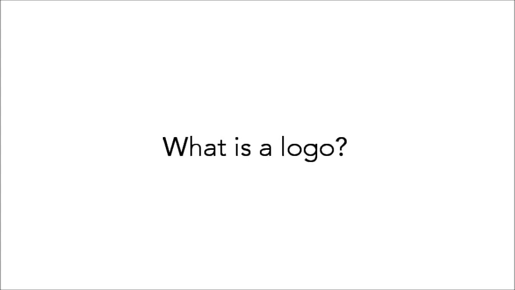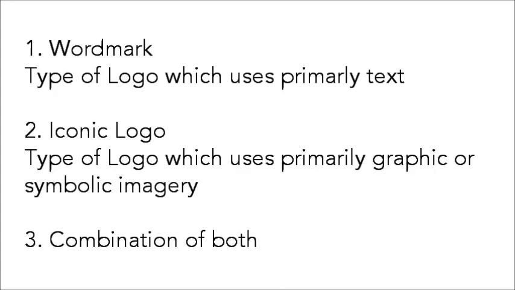A logo can come in two main types. The first type is a word mark, which is a type of logo which uses text as the primary part of the logo. For example, the American Apparel logo, Jeep logo, many others. A second type is called an iconic or a symbolic logo, which uses a pictorial or graphic element as the primary part of the logo. The third type uses a combination of both.